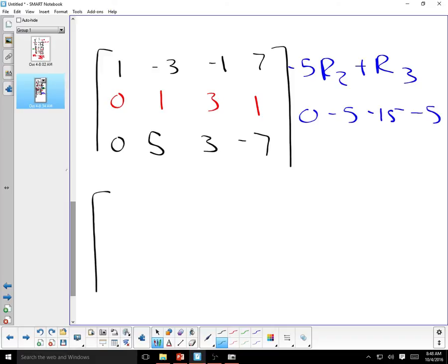Row 1's not changing. I'll pause. I think people are still writing down. Thank you. So row 1 doesn't change. Row 2 doesn't change either, because what we're doing stuff to is row 3. So 0 and 0 is... -5, 5.